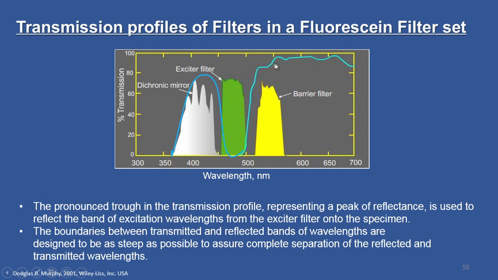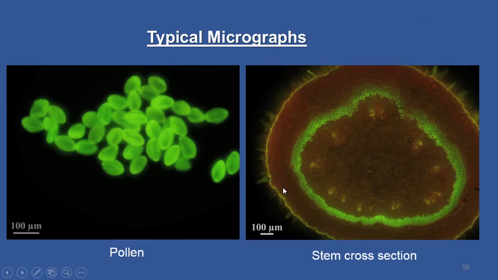This is how it acts. It reflects 100% of the excitation spectrum, and that means it blocks here. Transmission is 0, but it transmits almost 95% of the transmitted wavelength. In our case, it is the fluorescent radiation.